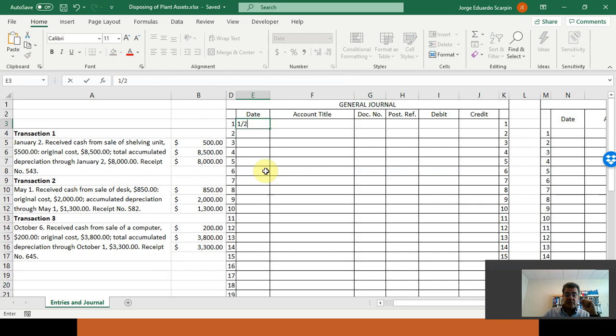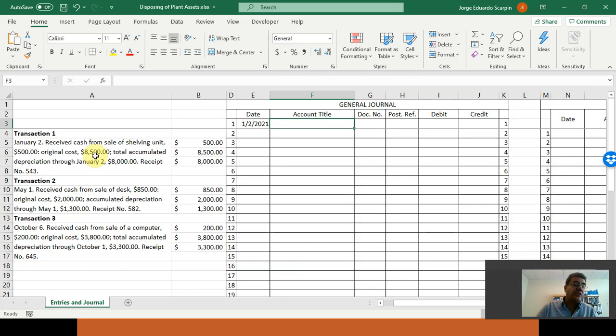January 2nd. Receive cash from sale of shelving unit, $500. Original cost, $8,500. Total accumulated depreciation through January 2nd, the day that we sold it, $8,000, receipt number 543.